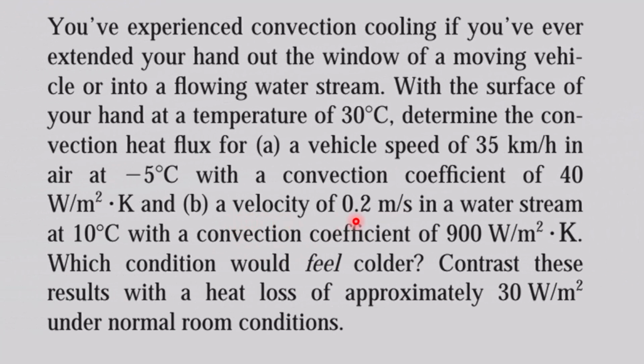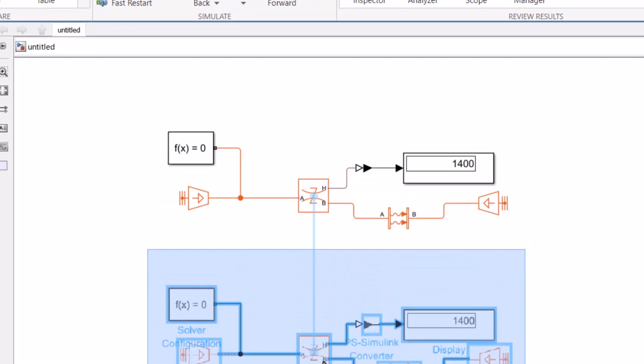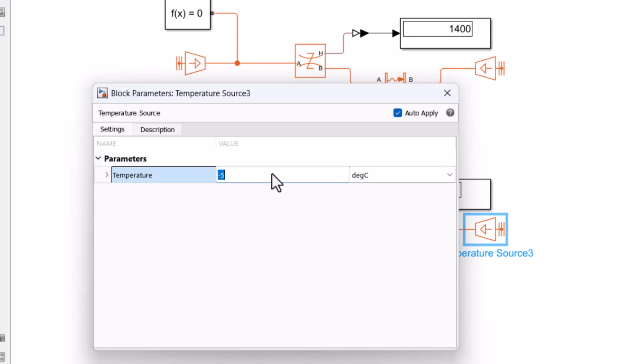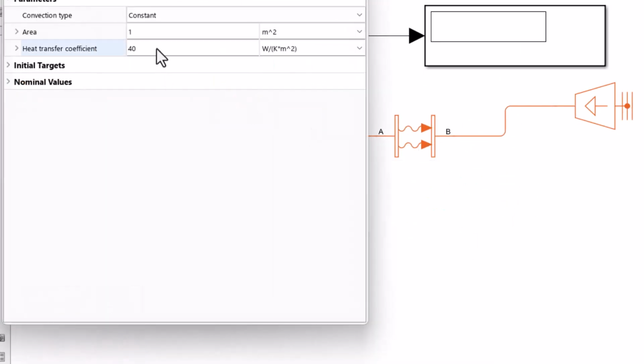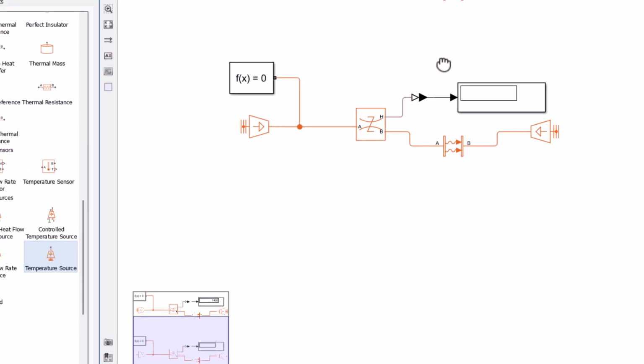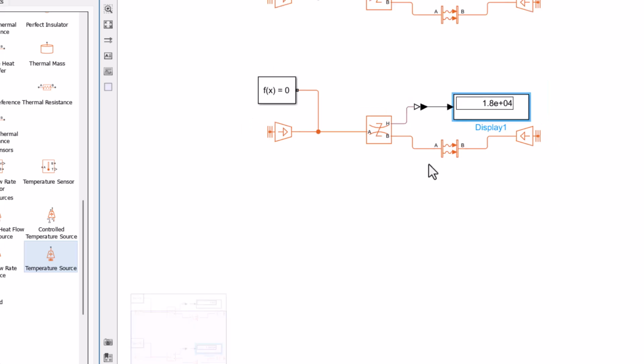But the second part says, how about if you put your hand into water? And the water is at 10 degrees Celsius, and the coefficient is 900 watts per square meters Kelvin. So I create a copy of my model. It is going to be at 10 degrees Celsius, and it is 900 watts per Kelvin square meters. I run the model, and you see it is 1.8 times 10 to the power 4. So it is 18,000.